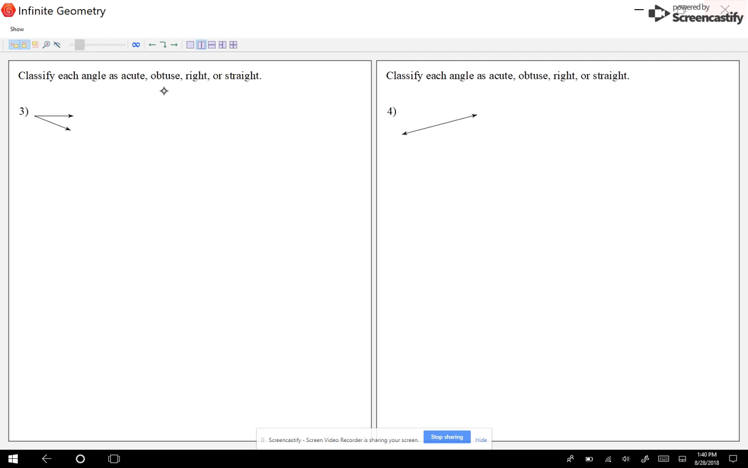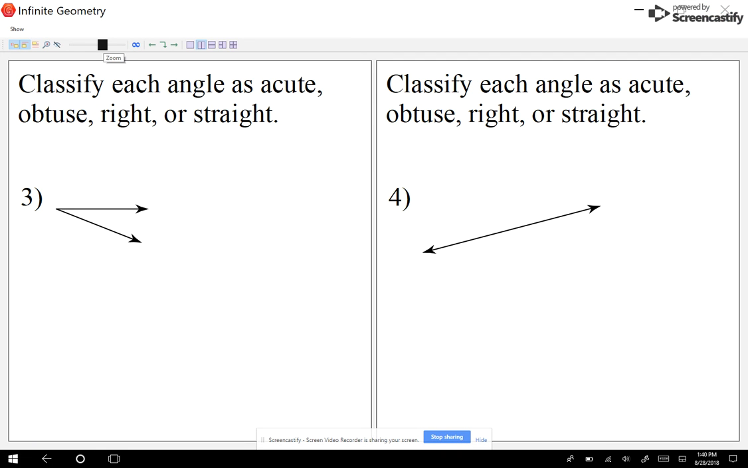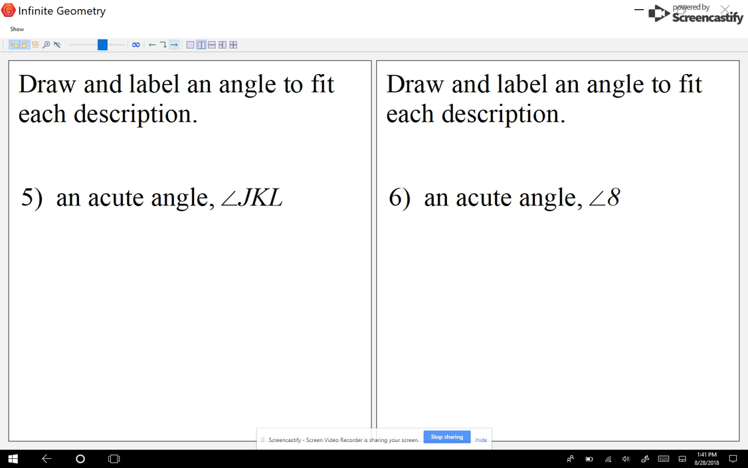Now, on your homework, you're going to see something like this. Classify each angle as acute, obtuse, right, or straight. What do you guys get for number 3? Acute. What about for number 4? Straight. Okay. Now, the last thing, we're going to label them. We're going to draw them. It says, draw and label an angle to fit each of my descriptions.